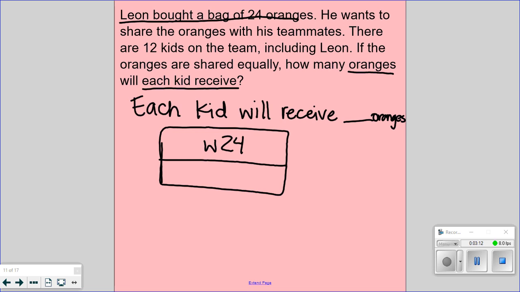What is he doing with those oranges, though? This is the part where you think and raise your hand. What is he doing with those oranges? Evelyn? He's sharing them with his teammates. How many teammates does he have, including himself? Carl? 12. He's got 12, including him. So there's 12 kids on the team. So let's go ahead and break up into 12 groups. Each group is going to represent a kid.